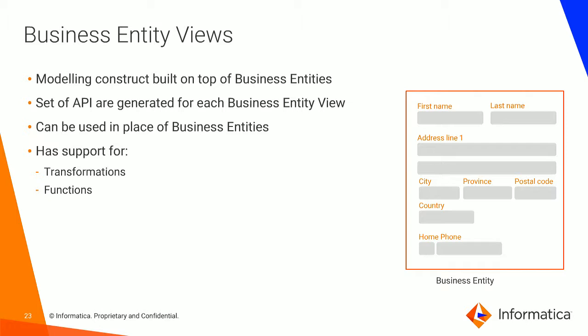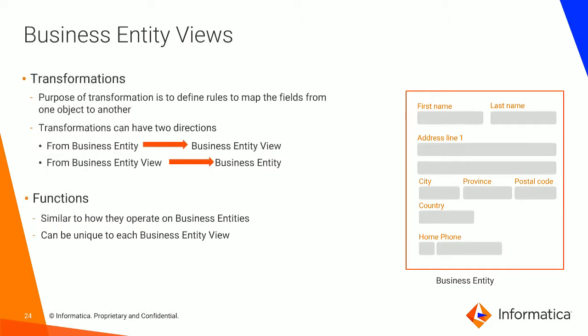Business entity views also come with the ability to define transforms and attach functions. Transforms are a mechanism by which we can map fields from the model to the view. Using this, we can define certain subsets of attributes or even move fields from places in the tree. So let's say from a grandchild node in the model and move it to the root in the view.